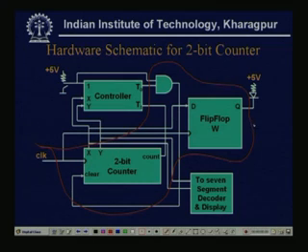So, these are my data processor, these are the data processor part. These 3 are the data processor and the controller is there.